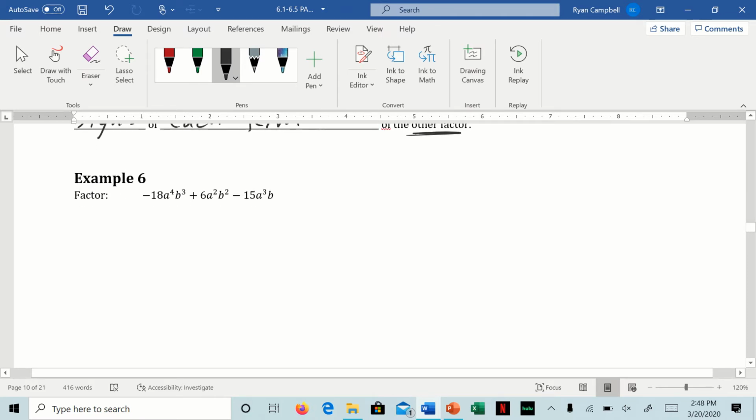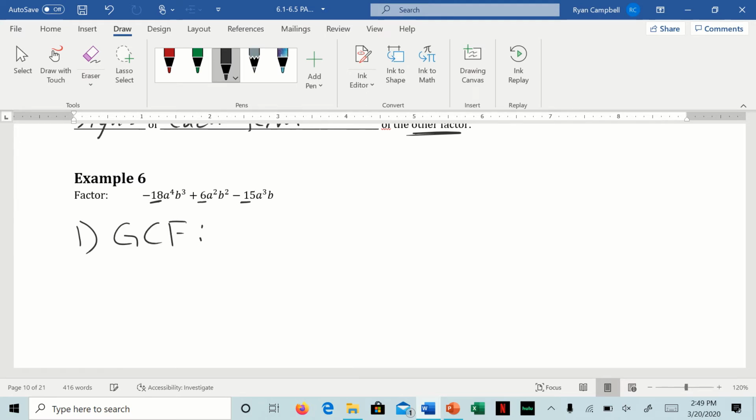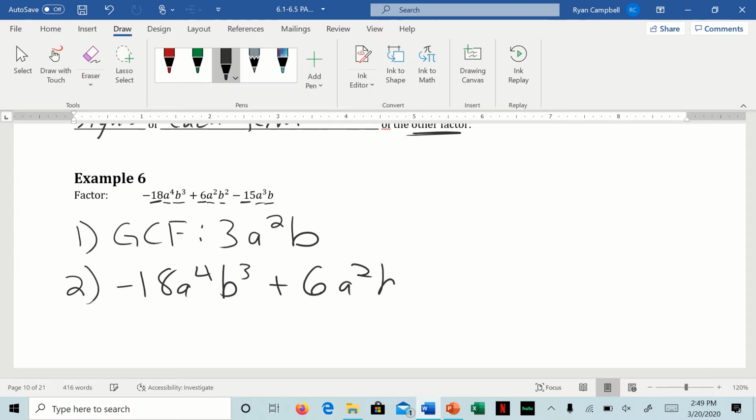All right. So when it comes to this one, step 1, greatest common factor. Hopefully, again, we can see that the greatest common factor of all of the numbers is going to be 3. For the a's, our greatest common factor is going to be a squared. And for the b's, we should see that it's just regular old b. So step 2, let's rewrite everything as a product.